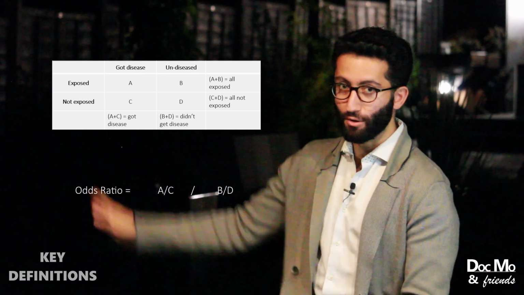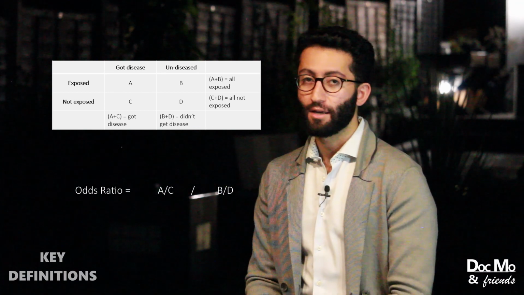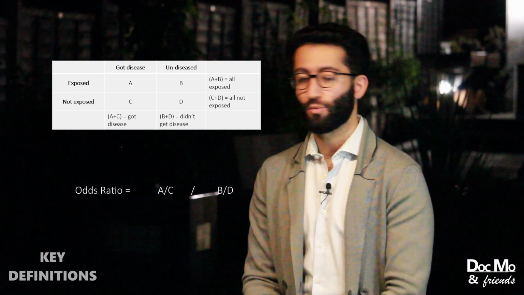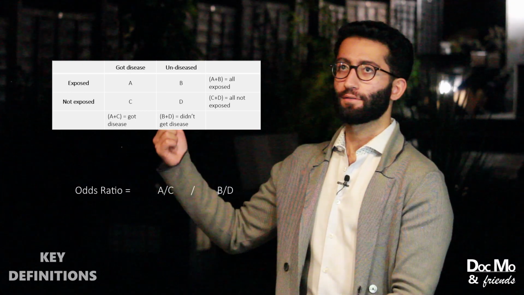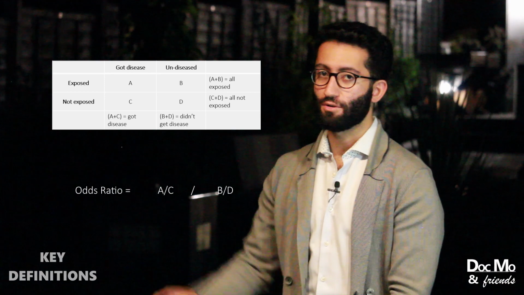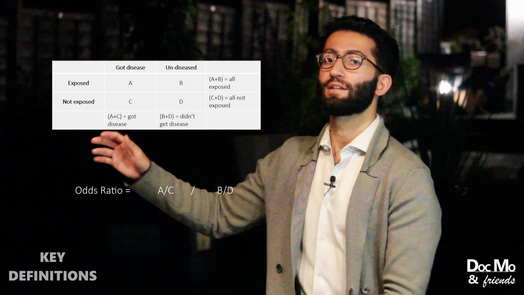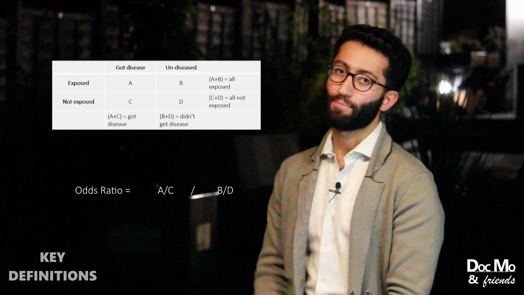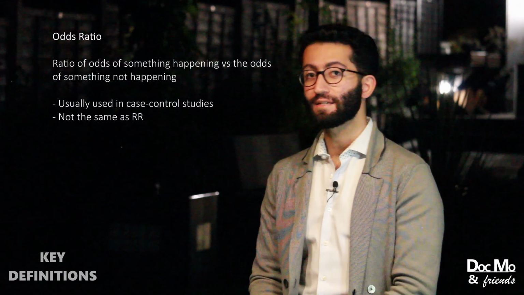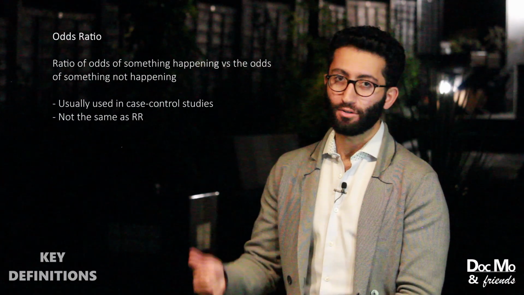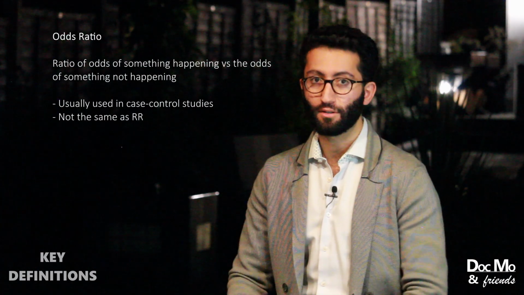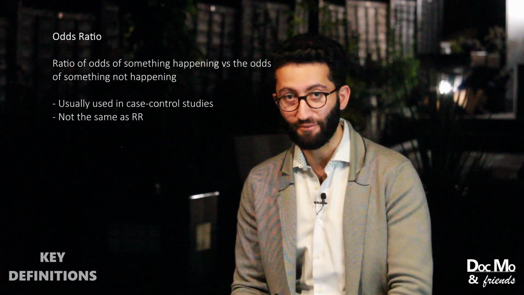Because in the disease group, so this column going down here, you've got the odds of exposure to the risk factor are A to C. So it's just odds. And then you do B to D, and then you compare those two. So then you do the top one, which is A over C, divided by the bottom one, which is B over D. Okay, now from a mathematical point of view, if the disease is really rare, odds ratio and relative risk actually end up being quite similar. However, they are not the same thing, and most times they can end up being very different.